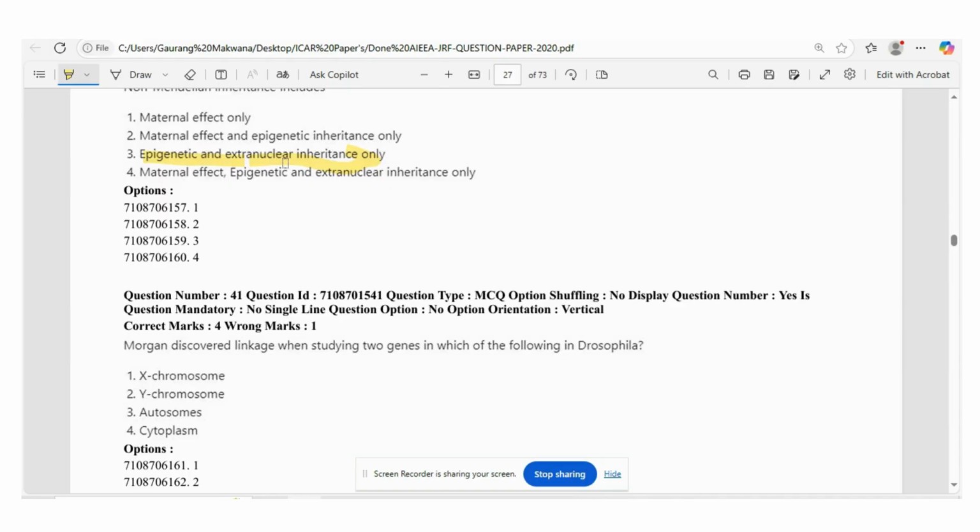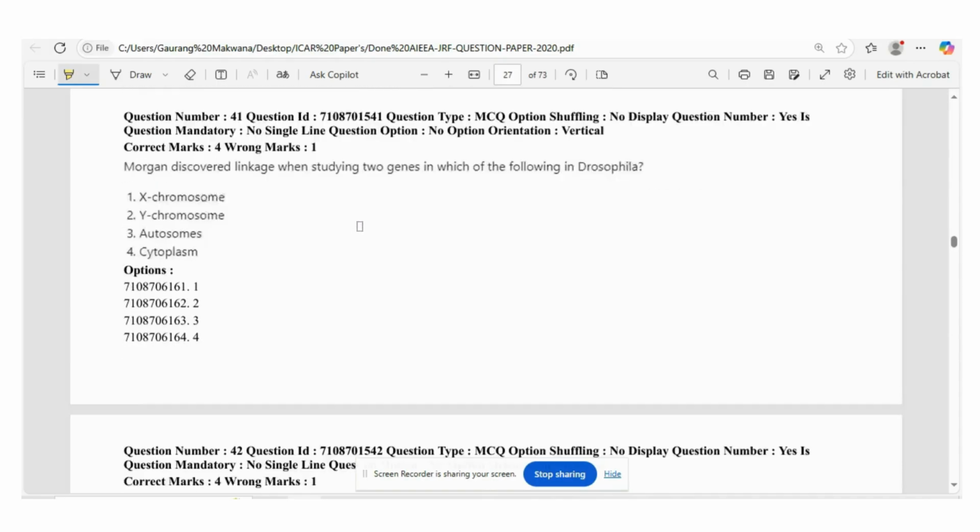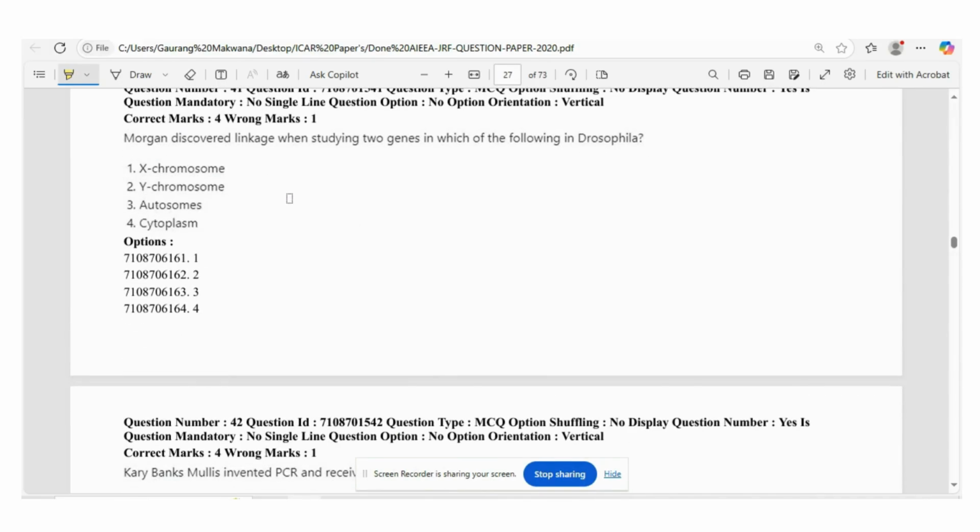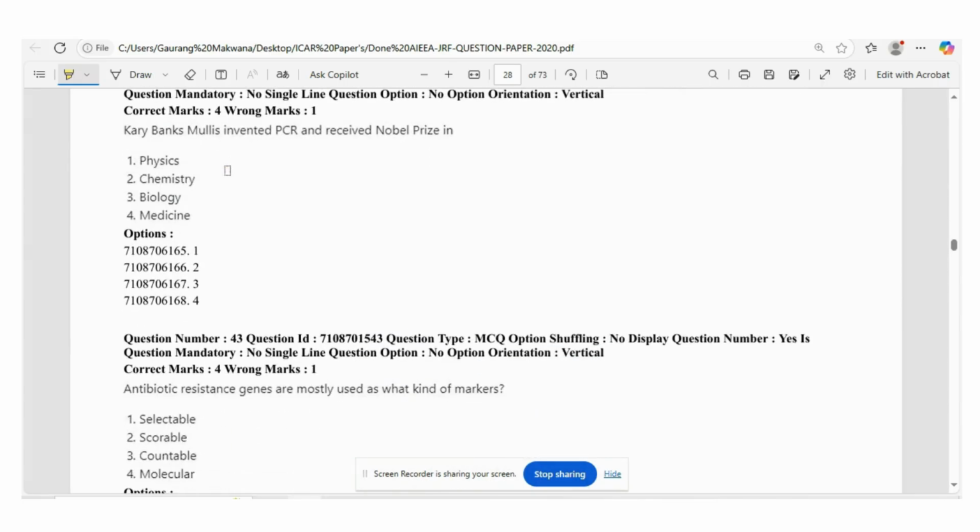Then Morgan discovered linkage when studying two genes in which one of the following Drosophila chromosomes? So the answer is X chromosome. On the X chromosome of the fruit fly Drosophila melanogaster, certain traits were inherited together more often than expected by independent assortment. Then Kary Mullis invented PCR and received a Nobel Prize in chemistry.